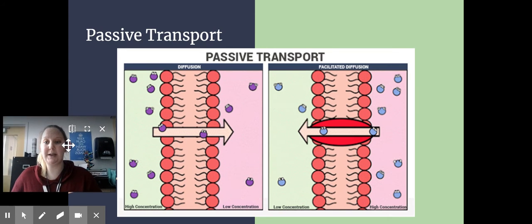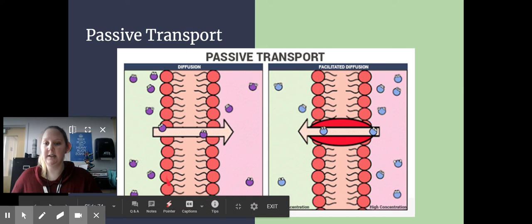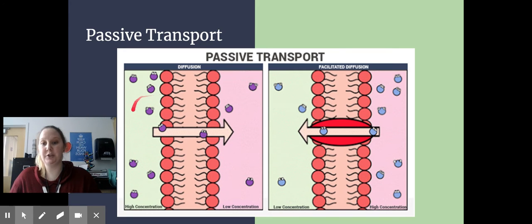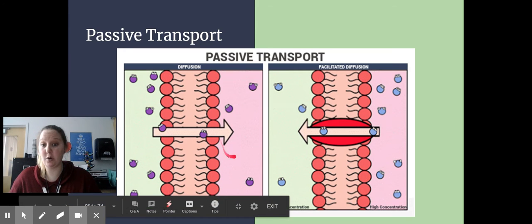Visually, here is what passive transport looks like. So we have it in two different forms. This would be diffusion here. Molecules just moving across the membrane. We see no energy input from the cell. We're just moving across the membrane. And then we have something called facilitated diffusion. This is the same thing as diffusion, except we're using a protein to cross the membrane.